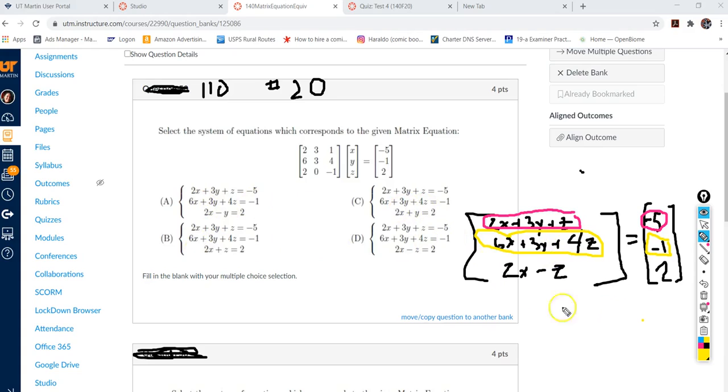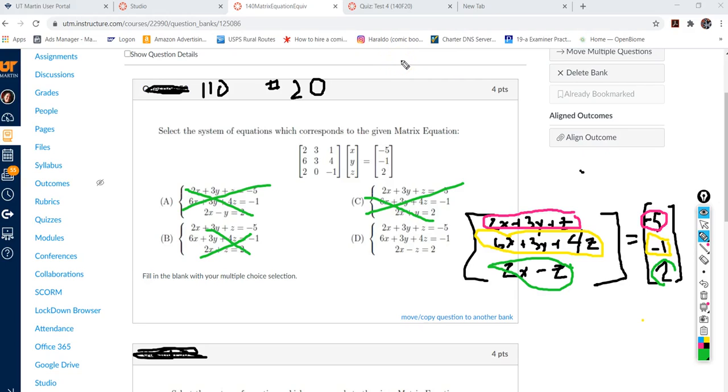And so far that's happening everywhere. And then finally, row 3, column 1 of this one has to be the same as row 3, column 1 of that one. So 2x minus z equals 2. That is not correct. 2x minus z, that one's not correct. So by default, it's going to be D: 2x minus z equals 2. So my answer here will be D. And that's what you would have filled in for that one.